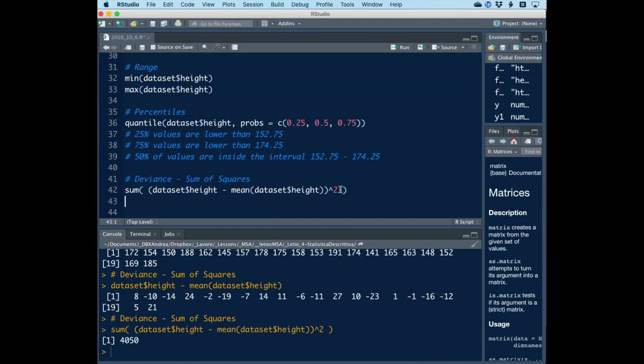So this would be the depth 4050. I call it as... so this is a good measure of spread because it is high when the spread is high and it is small when the data are very close to one another. And this is a measure of spread which you should learn because we will use it very often in the future.